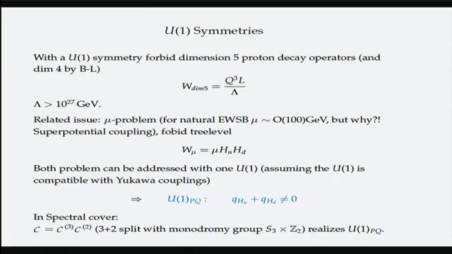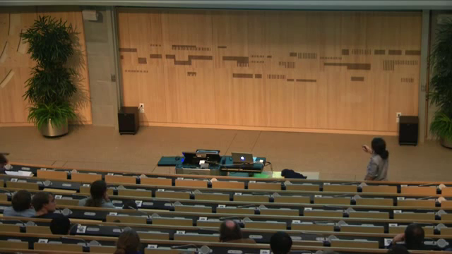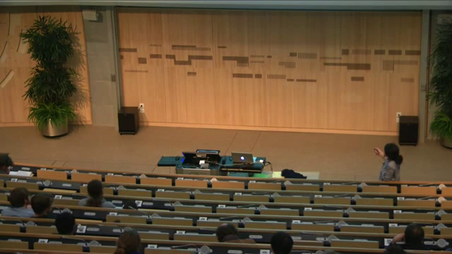This is the Q cubed L operator. There are very stringent bounds on how much this operator has to be suppressed. A related issue, which connects to the first lecture today, is how to have natural electroweak symmetry breaking in these SUSY models. This is the so-called mu problem.